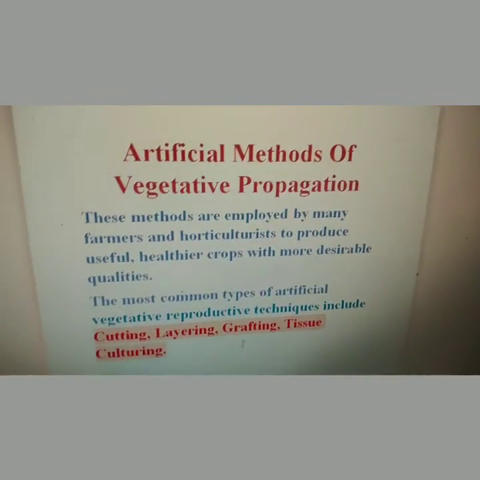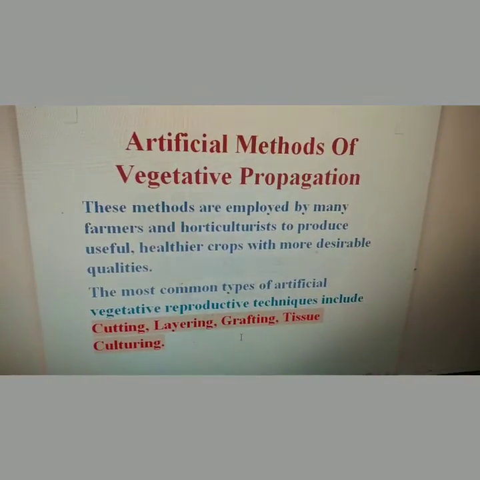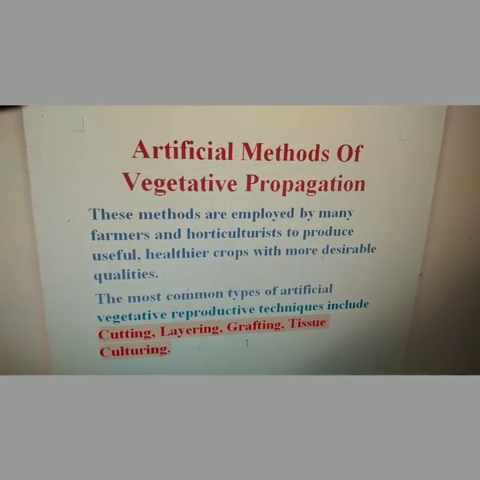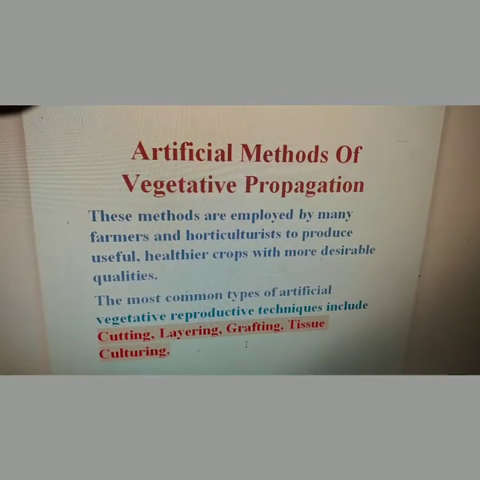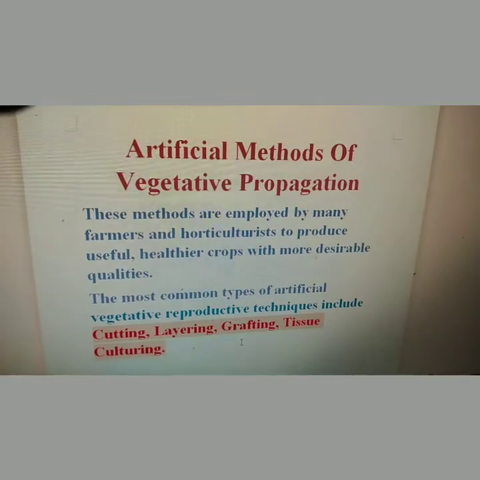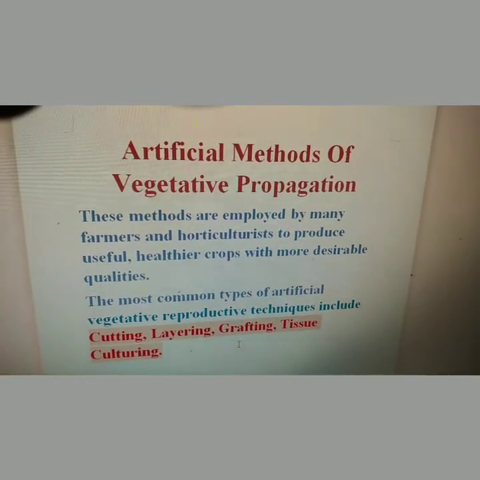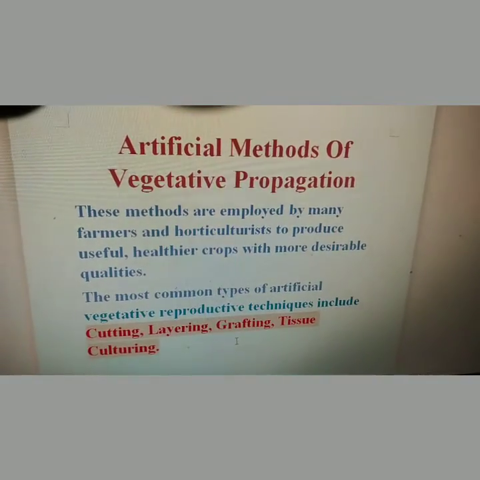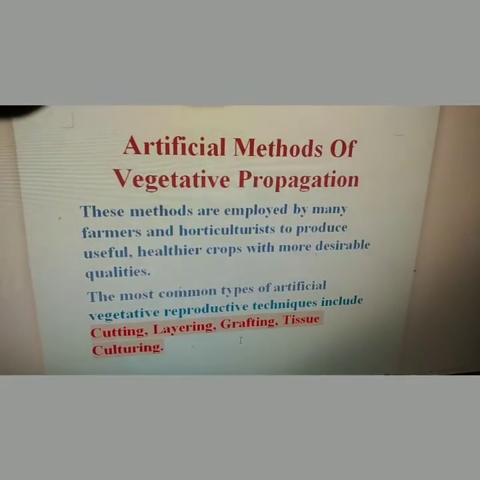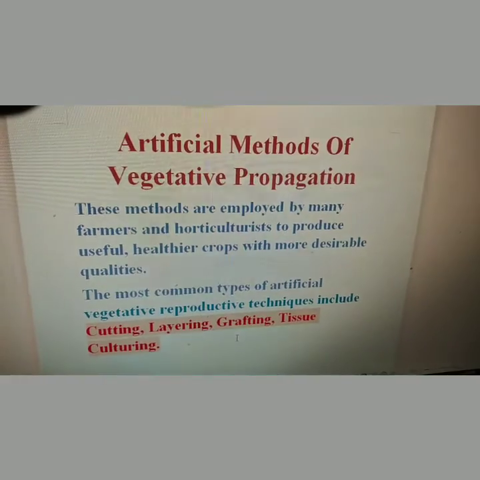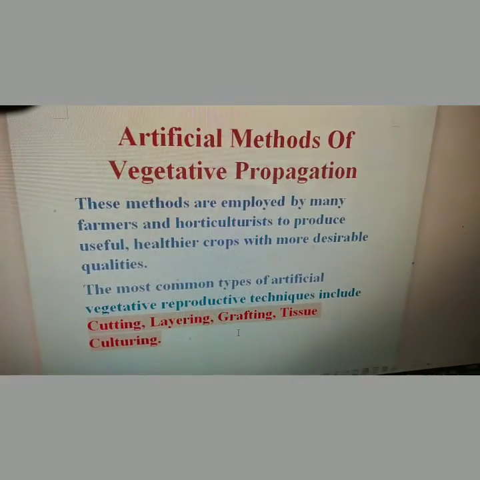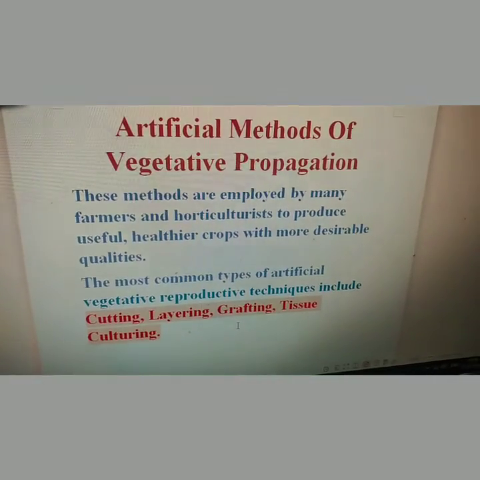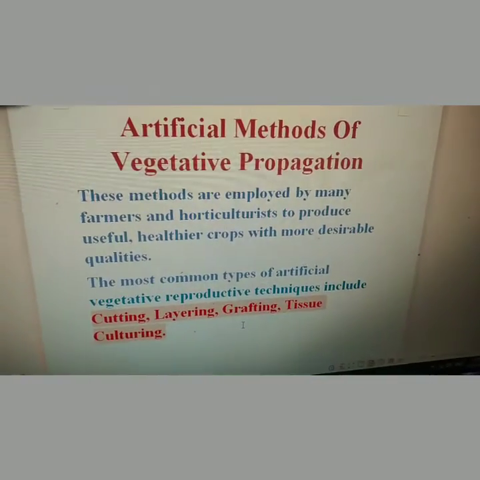Artificial methods of vegetative propagation. These methods are employed by many farmers and horticulturists to produce useful, healthier crops with more desirable qualities. The most common methods of artificial vegetative propagation techniques are cutting, layering, grafting, and tissue culture. We'll study each of them in detail.